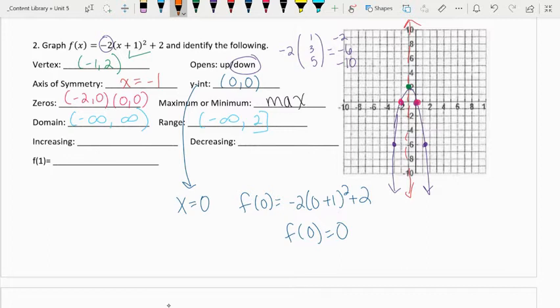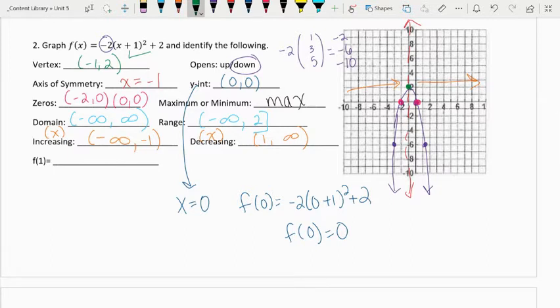Then we have increasing and decreasing. Remember, these are always x values, always, right? So we use our axis of symmetry to cut it in half. Reading it from left to right, the first part is going up, that's increasing. So from all the way to the left, which is negative infinity, all the way to negative 1, it is increasing. And then from negative 1 to positive infinity, it's decreasing.